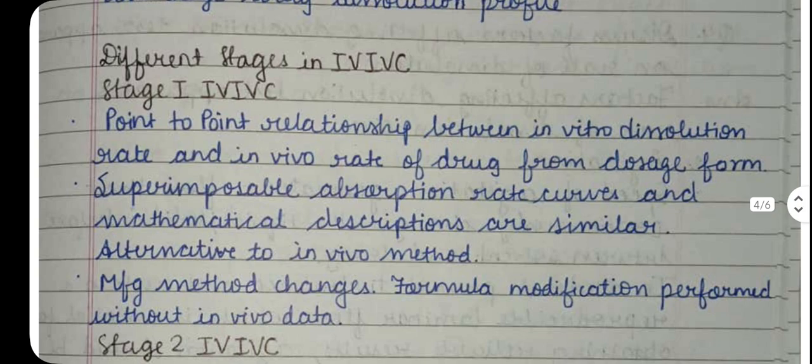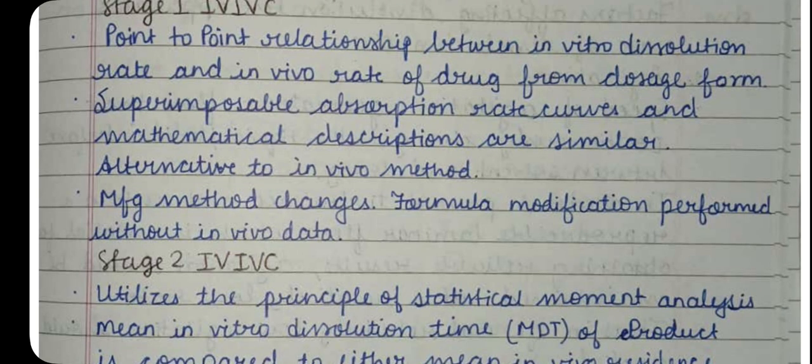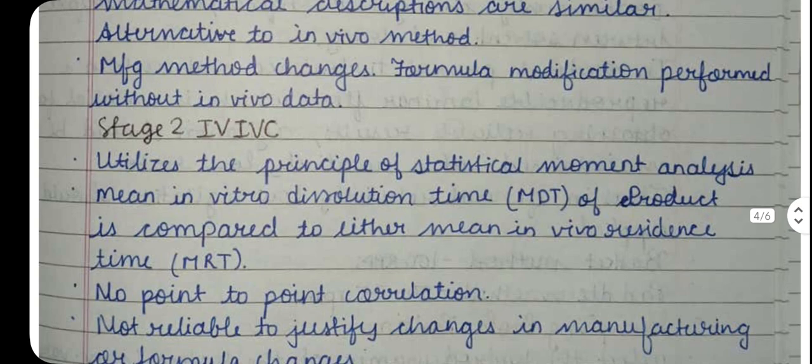Different stages in IVIVC. First stage: it is the high category of correlation, we can say. In this, there is a point-to-point relationship between in vitro dissolution rate and in vivo rate of drug absorption from the dosage form. Superimposable absorption rate curves and mathematical descriptions are similar. As an alternative to in vivo methods, manufacturing method changes and formula modifications are preferred without in vivo data.